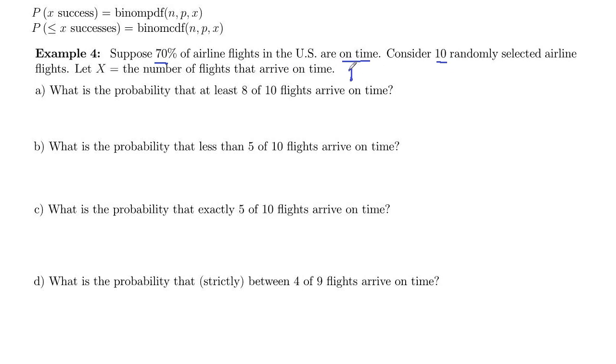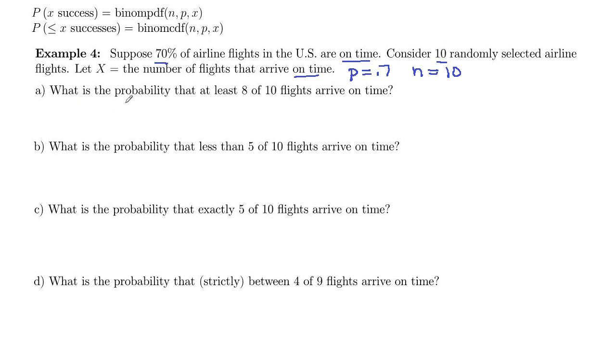So p is 0.70 or 0.7, so 70% is our success, because X is the number of flights that are on time, so on time is a success. And n is equal to 10 because we did 10 trials of randomly selecting flights.